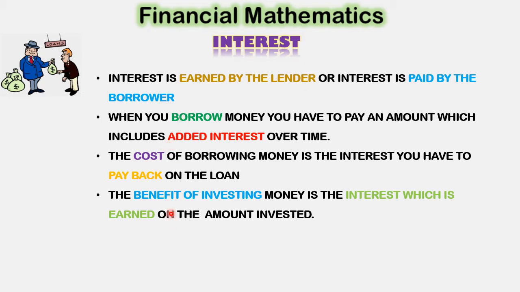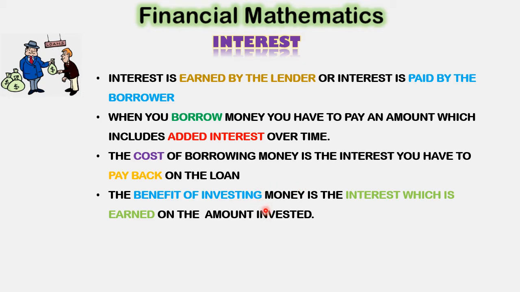So when you invest, for an example, if you have 10 Rand and you want to save it for 6 years, and then after 6 years you want to withdraw it, the bank is supposed to give you interest on top of that. You can't invest 10 Rand and then after 5 years it's still 10 Rand. It's not like that. So the benefit of investing money is the interest which you are going to earn on the amount that you have actually invested.